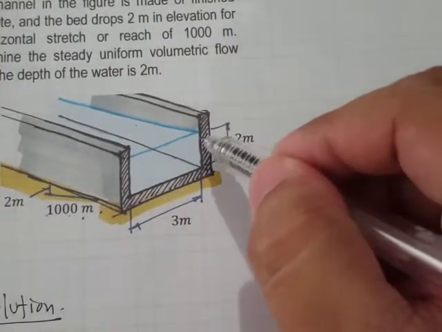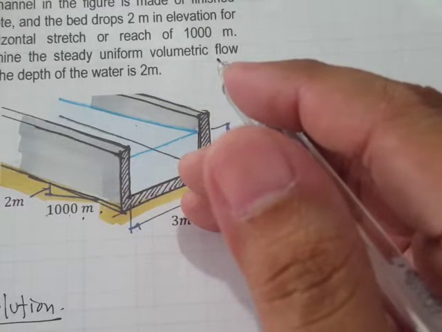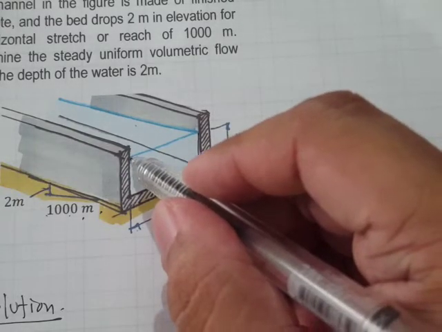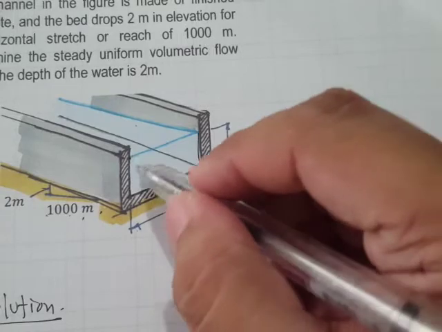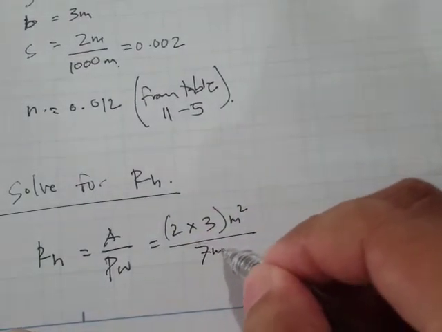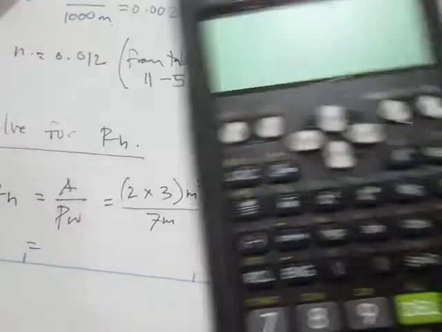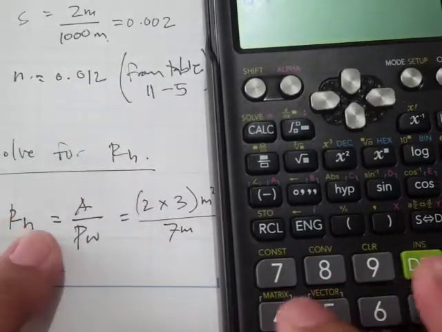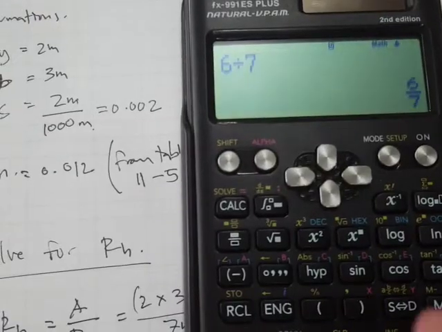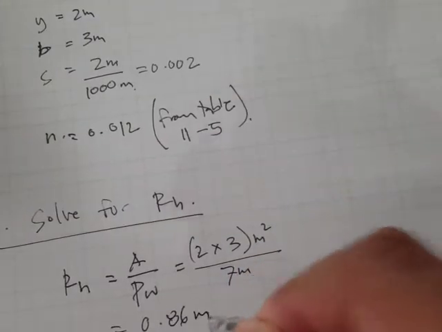So the wetted perimeter is the perimeter of the wetted boundaries. All right, it's this 2 plus 3 plus 2. So that's 5 plus 2, that's 7. So this is 7 meters. And if we compute this, this is 6 divided by 7. This is 0.86, and this is in meters.